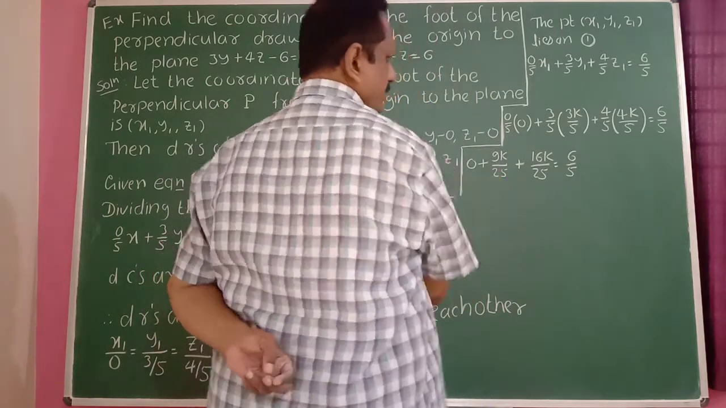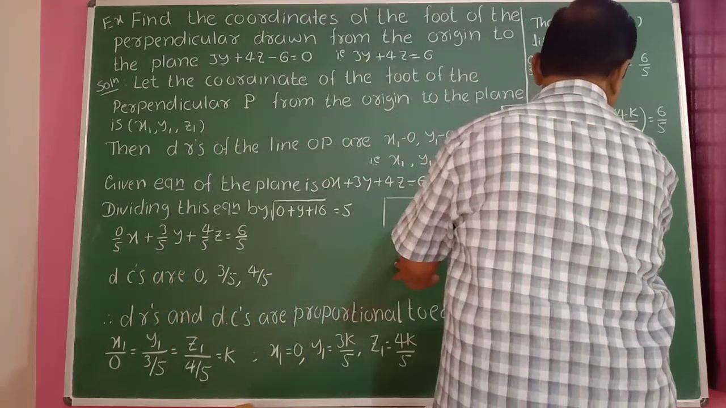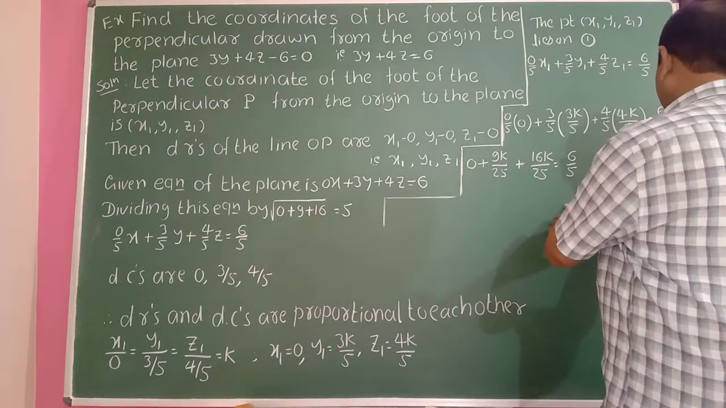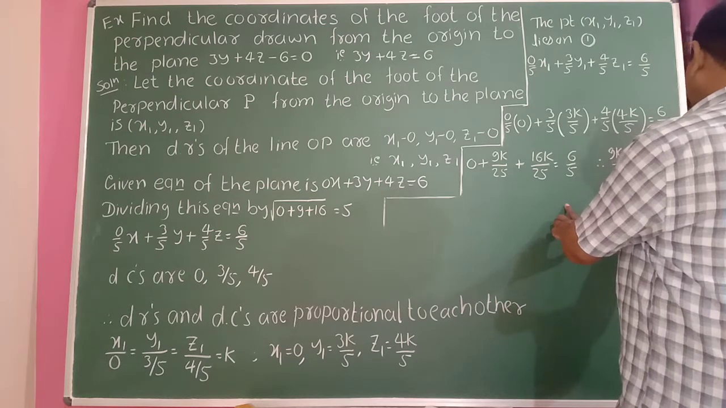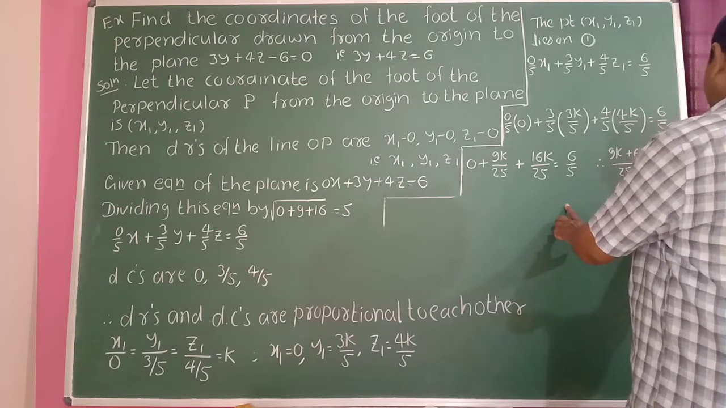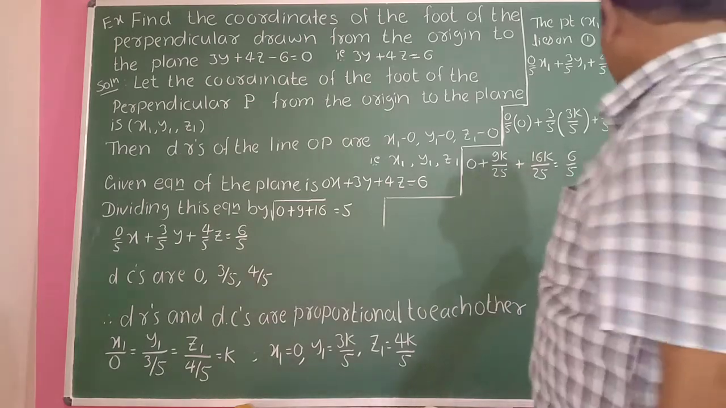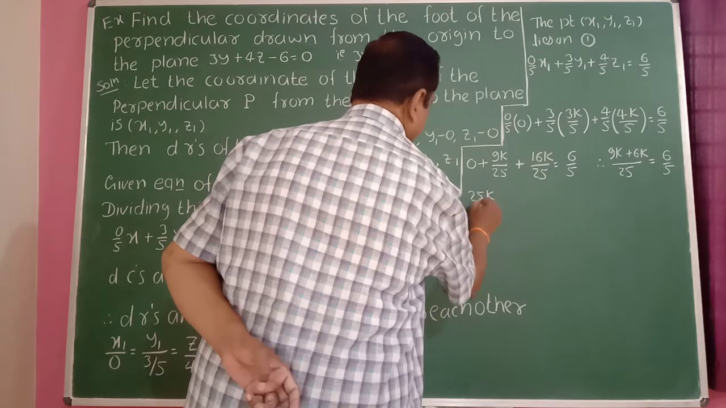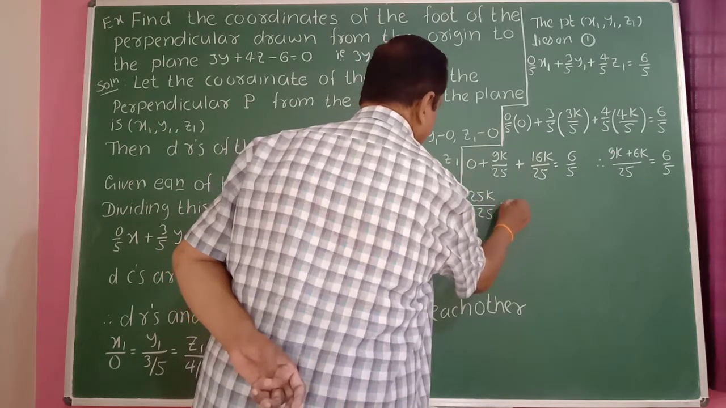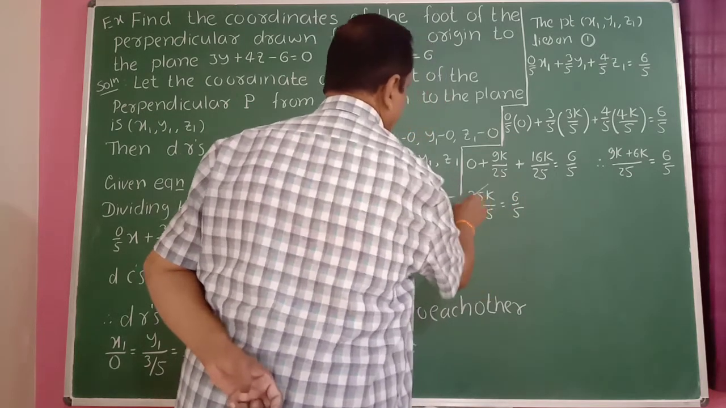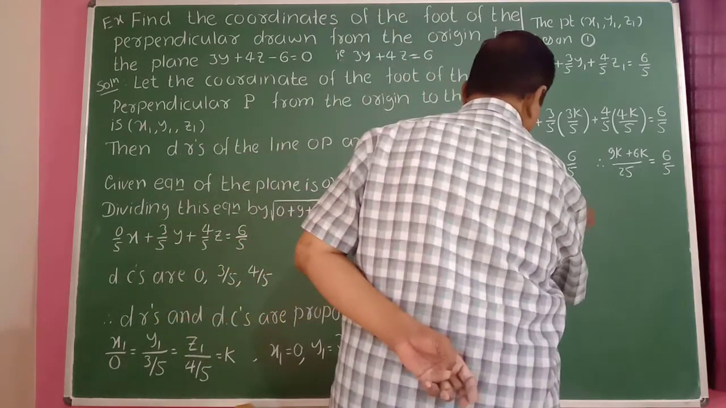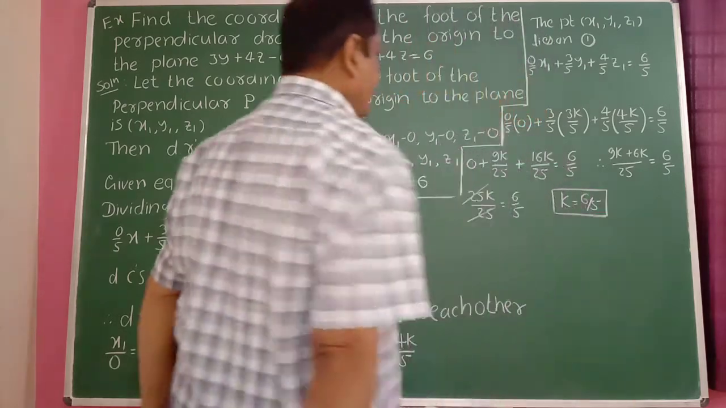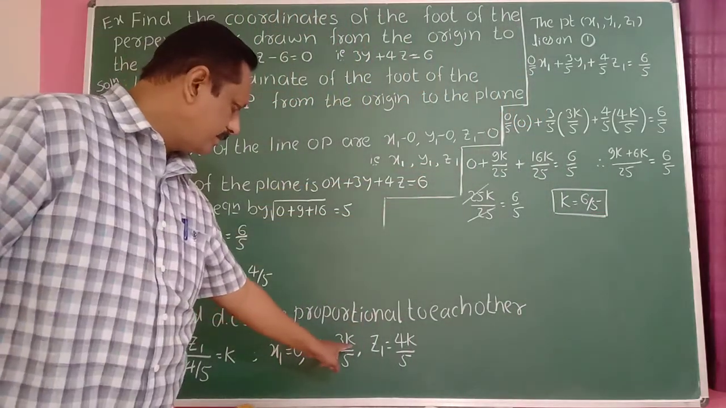Here 25 is the LCM. So 9k plus 16k is equal to 6 divided by 5. 9k plus 16k is 25k. So 25k divided by 25 is equal to 6 divided by 5. 25 cancels here. Hence k is equal to 6 divided by 5. K value is 6 upon 5. Use that k value here and here.